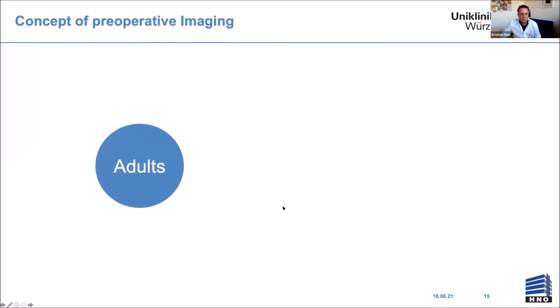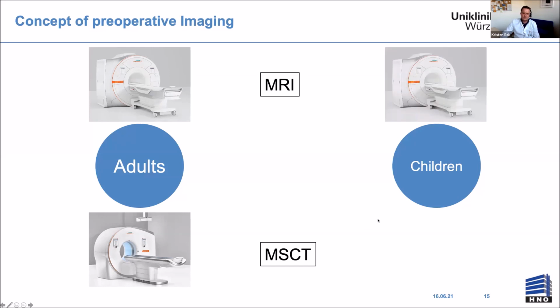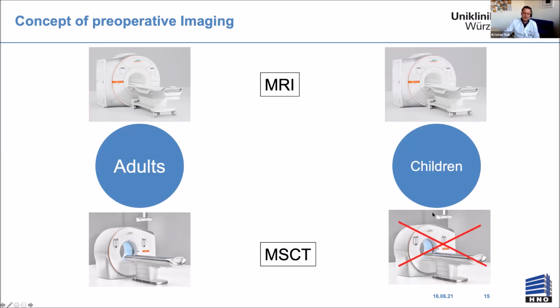So how is our concept of preoperative imaging in cochlear implantation? In adults, we perform an MRI scan and an MSCT scan in all adults. But in children, we have a somewhat different concept in Würzburg. In all children we use an MRI, and try to avoid the MSCT scan.